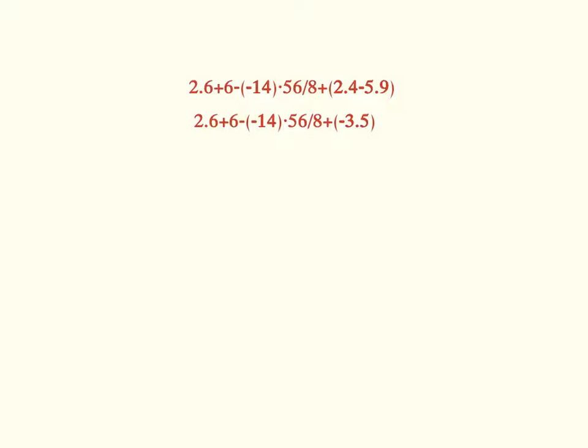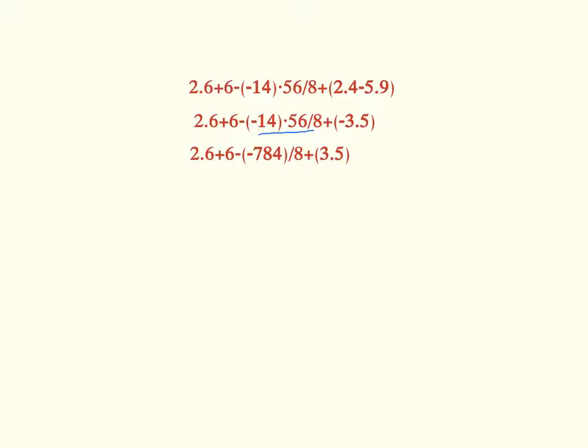Next, we're going to look at multiply and divide in order from left to right. And if you'll notice, in this expression, we have a multiply that comes before our divide. So we're going to do negative 14 times 56. There's one negative sign, which means that our answer will be negative, and 14 times 56 is 784.